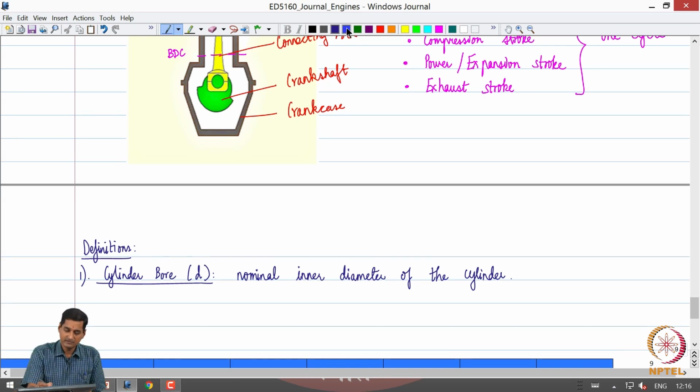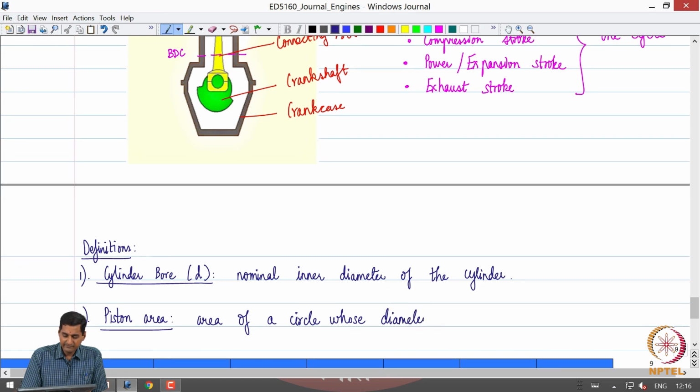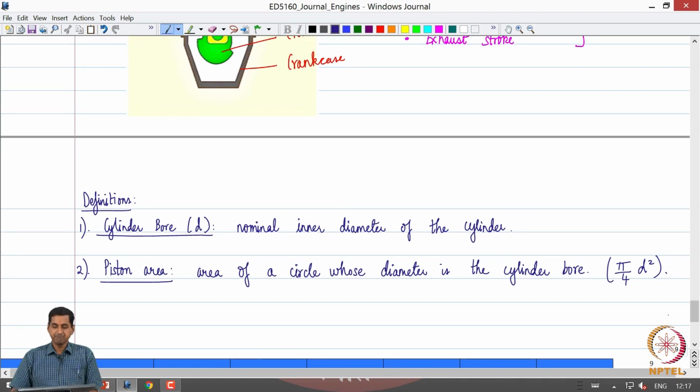Then the piston area is nothing but the area of a circle whose diameter is the cylinder bore. In other words, it is going to be pi by 4 d square. So, that is the piston area.